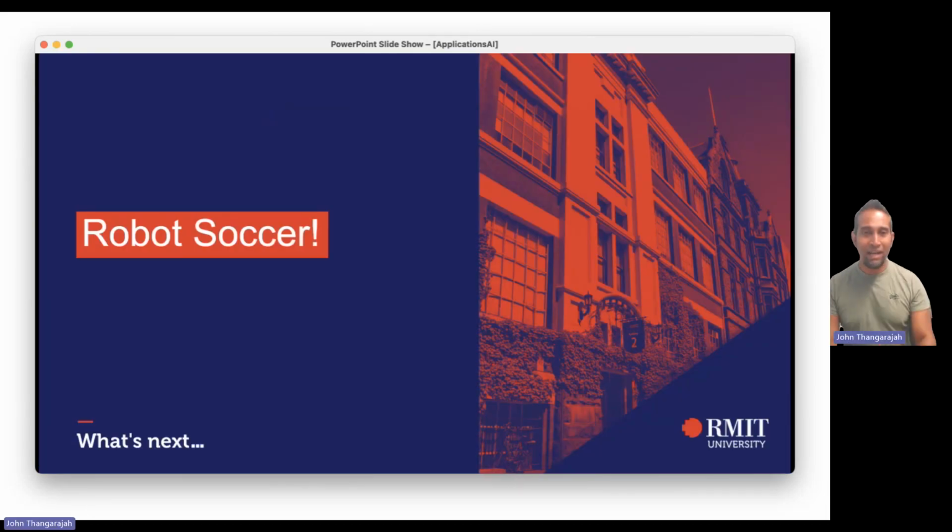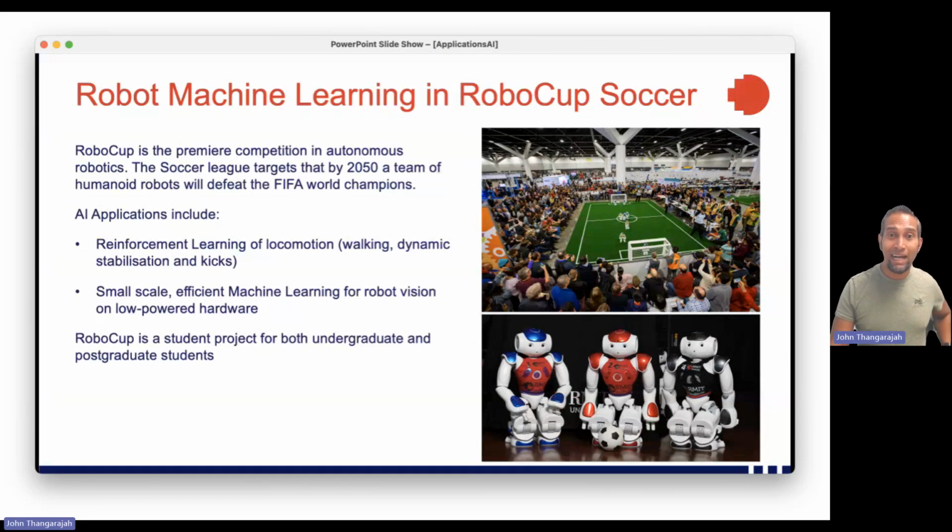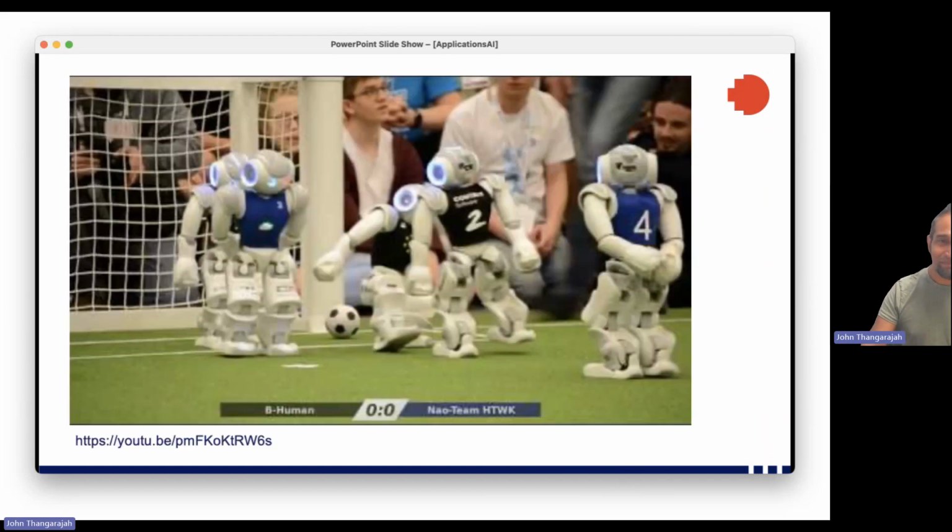So let me quickly end up with some fun examples where we use robot soccer. So we use a lot of machine learning here, of course, in learning how to play soccer. And RoboCup is an international competition. It's been going on for a while. And the idea is that one day you will have robot soccer players that can compete with human soccer players. So they're quite far away at the moment, but I'm sure bit by bit we are certainly making progress, and we'll get there one day.